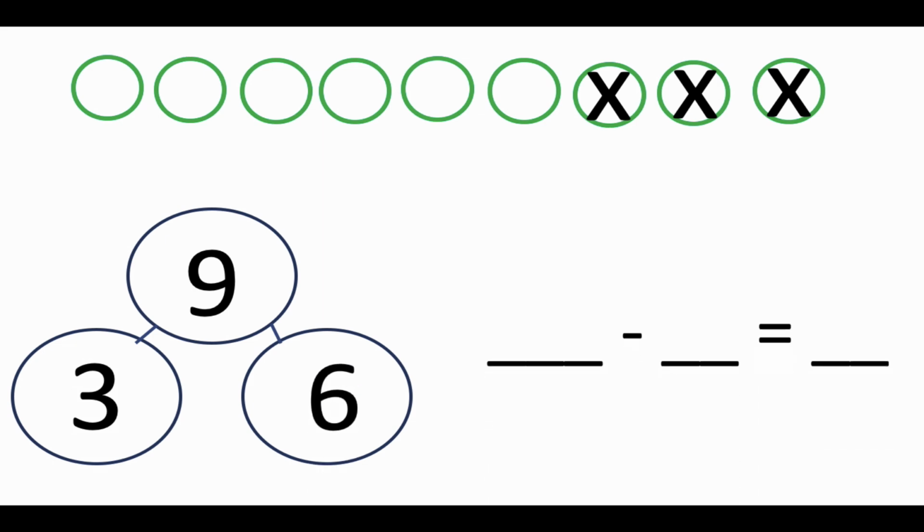All right, what's the number sentence that you could write that would match this model? Go ahead and press pause and write it if you haven't already. Press play when you're ready. All right, so we had 9, and how many did we take away? According to our model, we took 1, 2, 3 away. And then that means we had how many left? 1, 2, 3, 4, 5, 6. Yeah, that's what our model shows. 9 minus 3 equals 6. Excellent job.